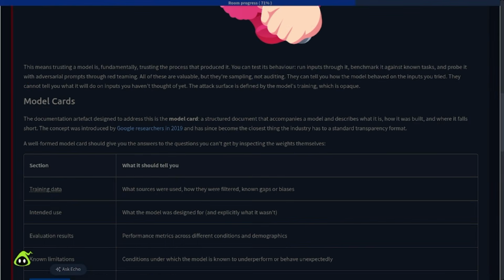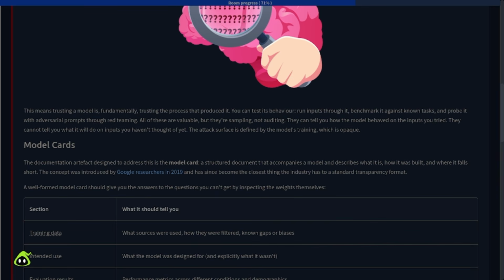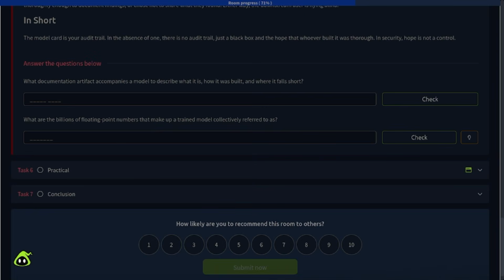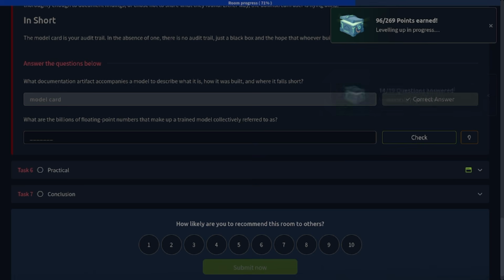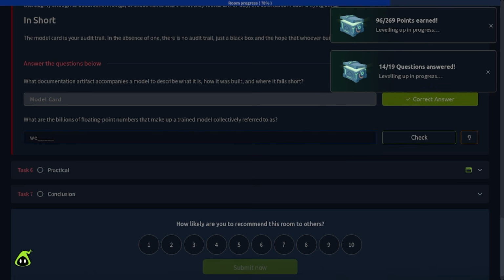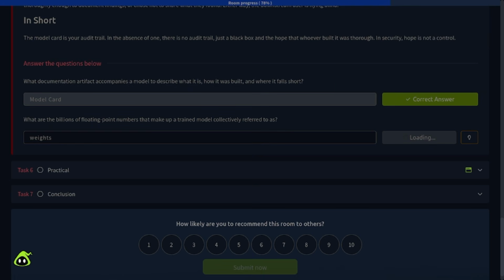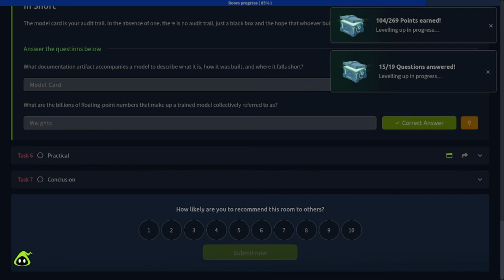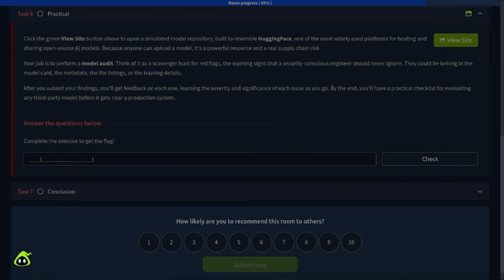I haven't gone through it, so I'm going to say model guard. Yeah, model guard, it should be model guard. I am not wrong. Model guard, and there are billions of floating point numbers, the weights or parameters, that make up a trained model.